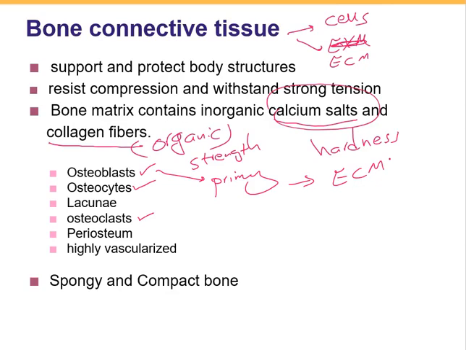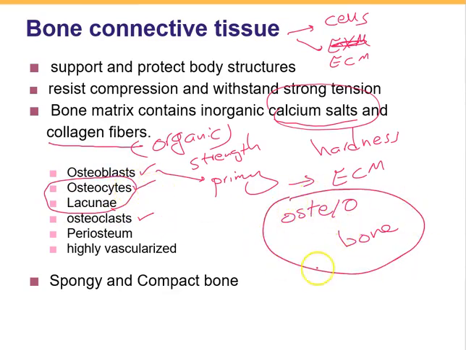Osteocytes are still going to be found in lacunae, exactly like chondrocytes. Please remember that osteo means bone, so osteocytes means bone cells. Osteocytes are found in lacunae of the bone. If we are talking about chondrocytes, chondro means cartilage, and chondrocytes are found in lacunae of the cartilage as connective tissue.